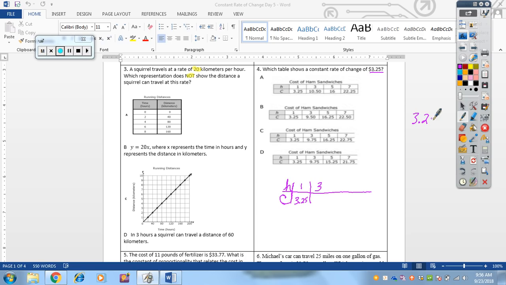So, if I have 3 ham sandwiches, how much does it cost? Yeah, it needs to cost $9.75. Can I cross off any of these? Well, this one doesn't match and this one doesn't match. So check 5. And then if you have to, check 7. But if it's the constant, you're just multiplying. Find the table that matches yours.